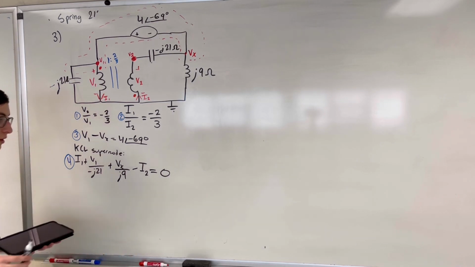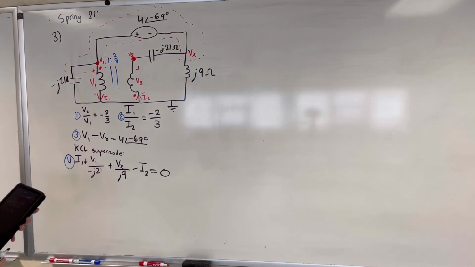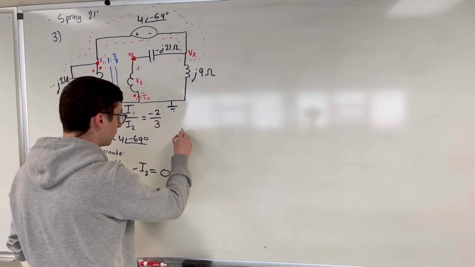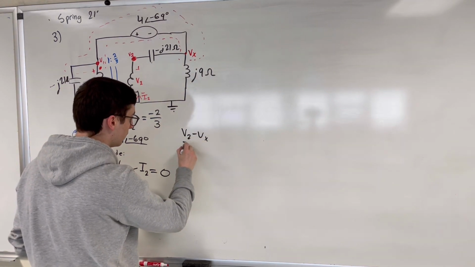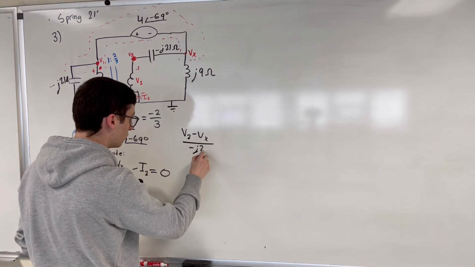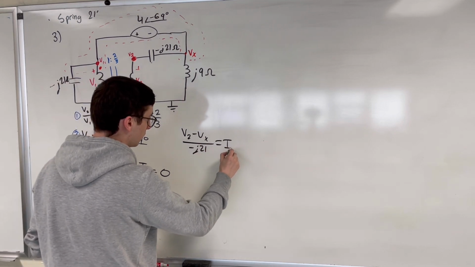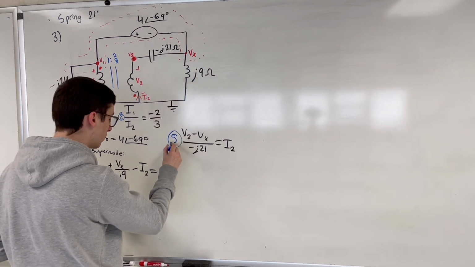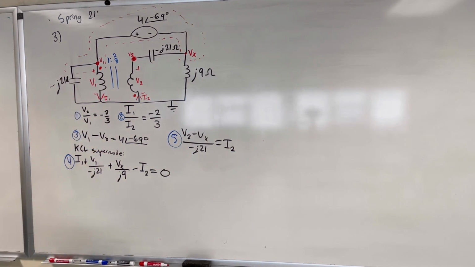And now our fifth equation is simply just going to be what I2 is, which I just said is going to be V2 minus Vx all over negative j21 is equal to I2. And there is our fifth equation. That is it for this practice final. I think this is one of the more straightforward tests we can probably have as a final. And yeah, good luck.